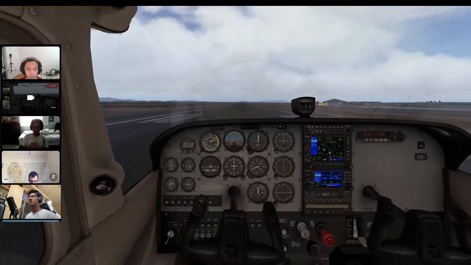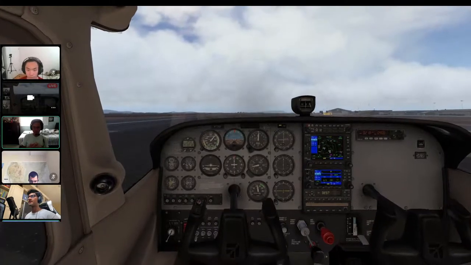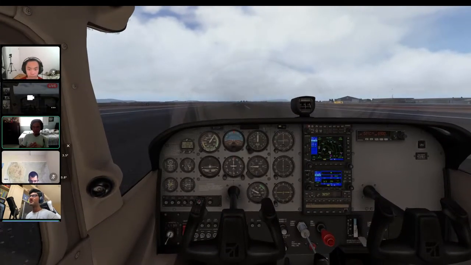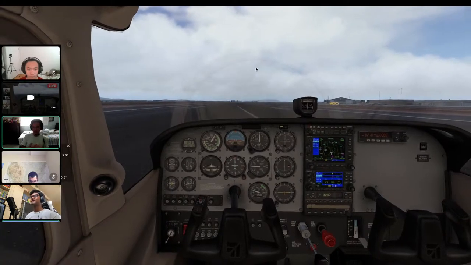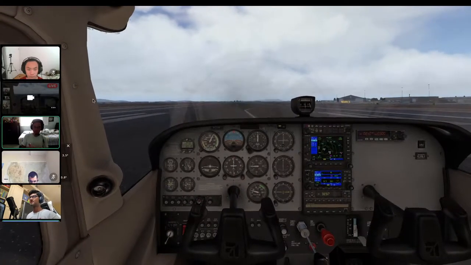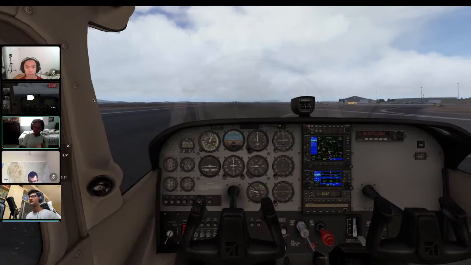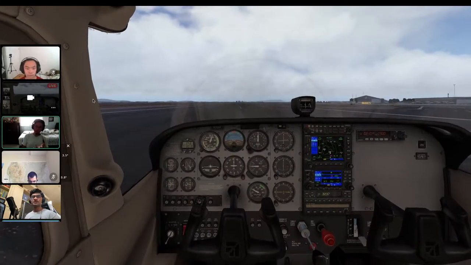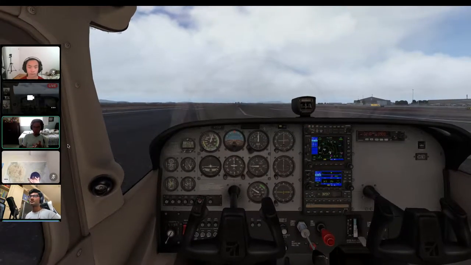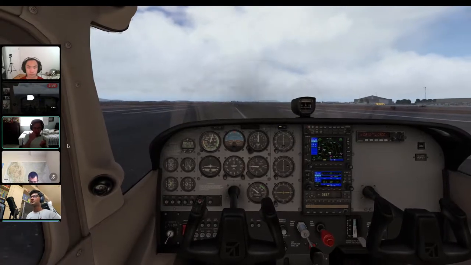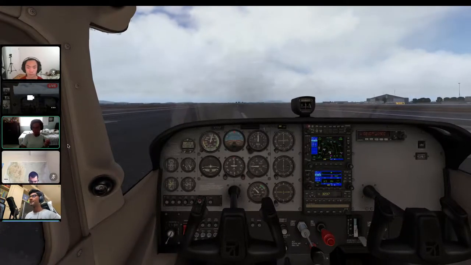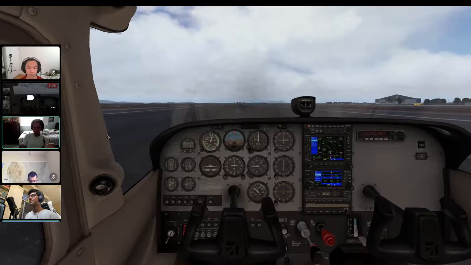I'm going to vacate because we're running out of time. So that's what clearing for the option is. You have many options. You have your touch and go, stop and go. You have your full stop, which is what Nikhil is going to do right now. That's also an option. You have your low approach. I think that's it. Those are the things you can do with the option.